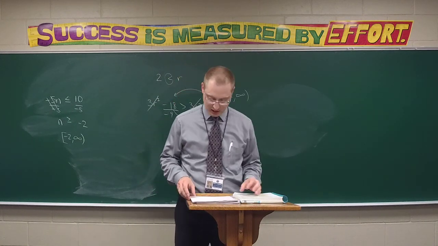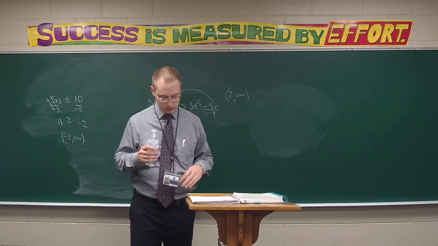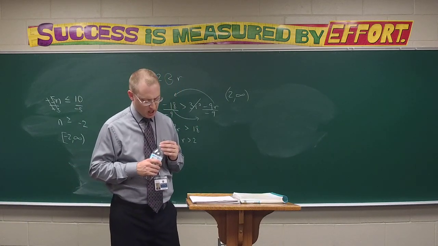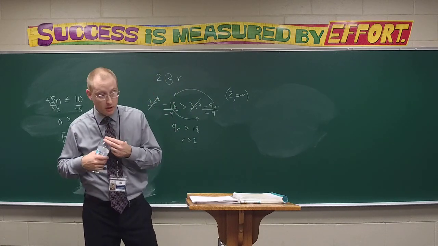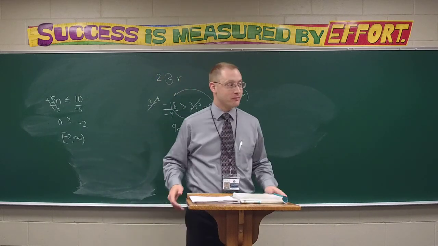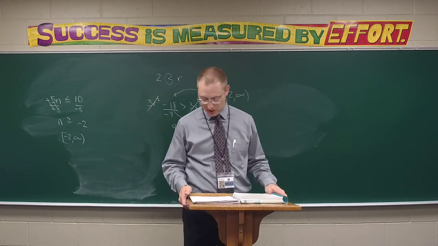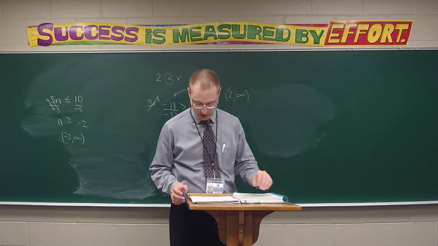Number 16. Let's go back to Maddie. Let's reduce that, 18 fourths, divided by 2, 9 halves, or 9 over 2, right? And so if it's less than or equal to 9 halves, how would I write that in interval notation?